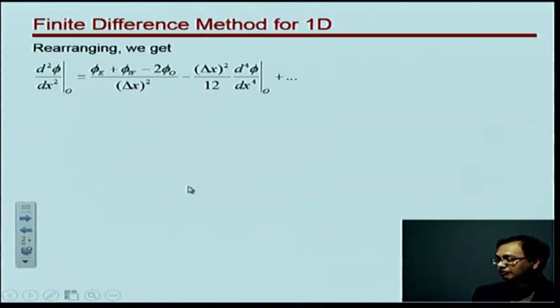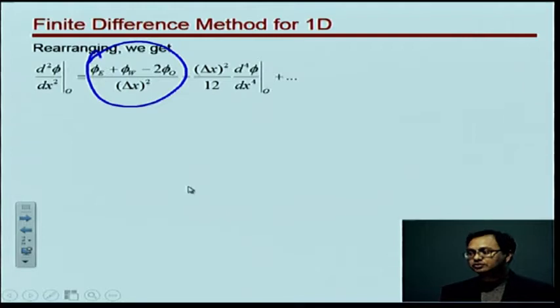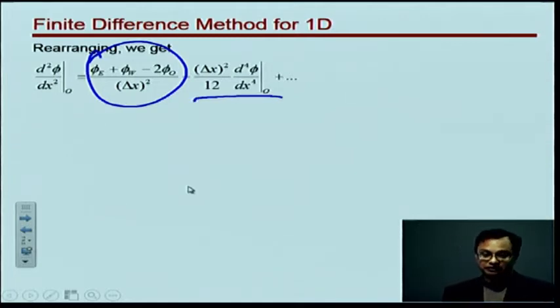What's that everything else? That everything else has two components. It has these nodal values of phi, which we don't know, but we are trying to solve for them. And then we have this additional term which involves the fourth derivative. Now of course, if we don't know phi, how can we even know the fourth derivative? We don't, obviously. We are trying to find phi. So the fourth derivative is not known.